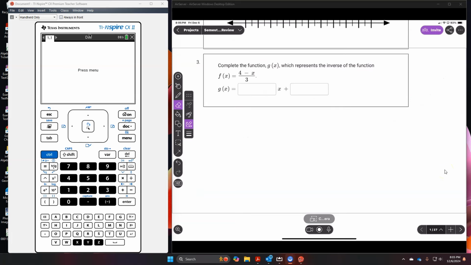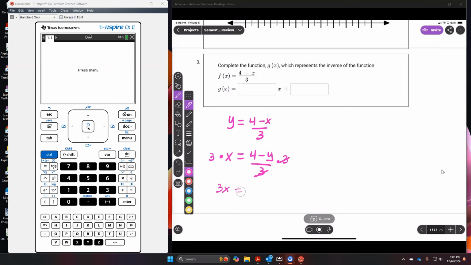Complete the function. So remember that we have f of x, which is going to be y equals 4 minus x divided by 3. Now to find the inverse, we're going to have to switch the x and the y. So we have x equals 4 minus y divided by 3. And then you're going to go through the process of solving for y. So you multiply by 3. 3 divided by 3 is 1. 3 times x gives you 3x equals 4 minus y.